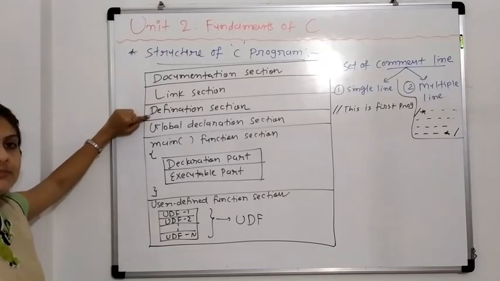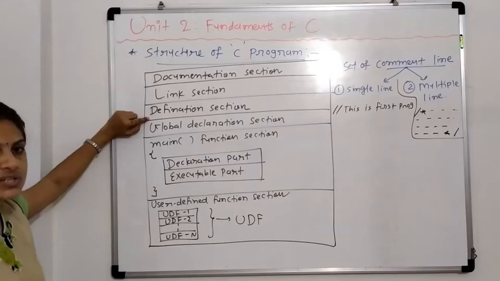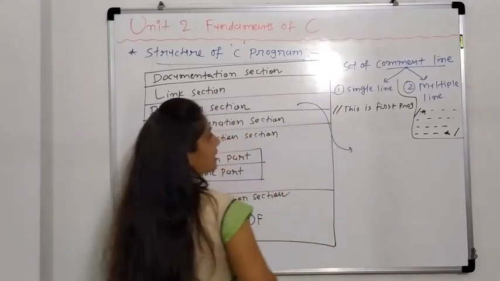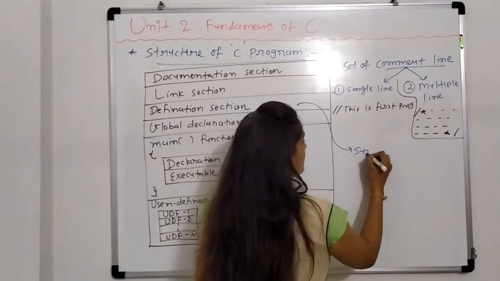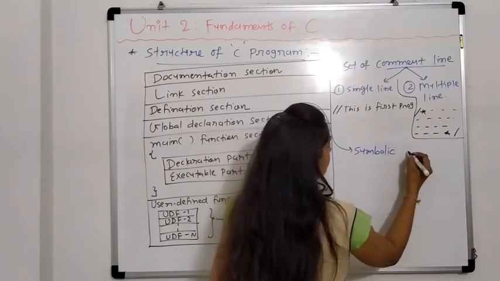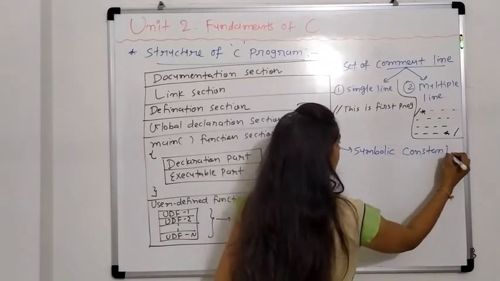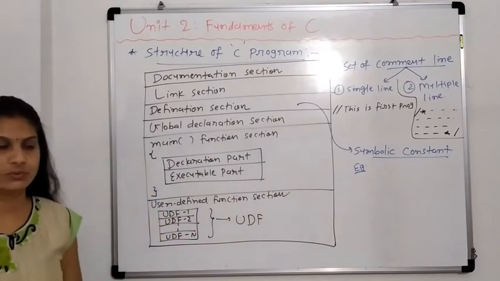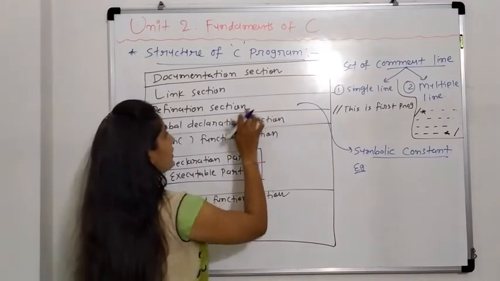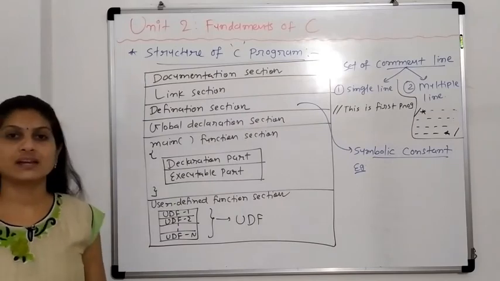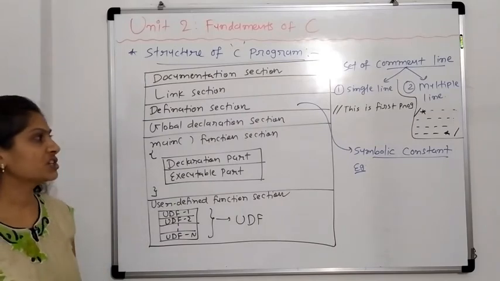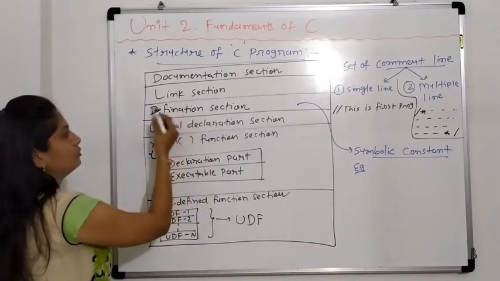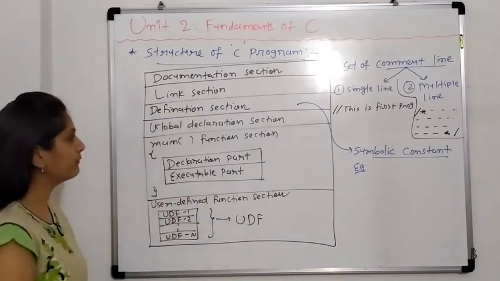Third is definition section. In a definition section, we can define symbolic constants. For example, pi is a constant value. Clear? So suppose we are implementing a program for finding area of circle. An equation is pi r square. Then pi value will be defined using the third section, definition section.